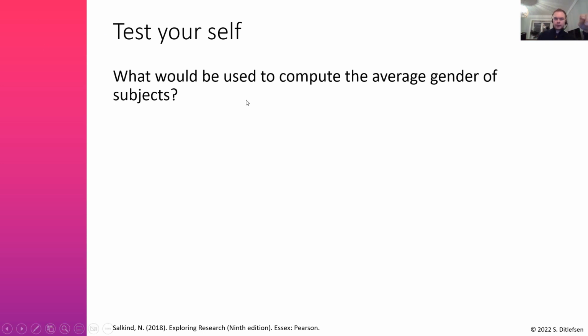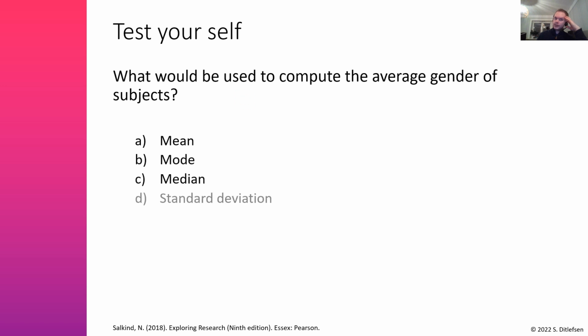What should be used to compute the average gender of subjects? Average gender. Is it mean, mode, median, or standard deviation? Okay, let's think first, what is average gender? Average gender is nominal data. This is important, it's nominal data. Average gender, nominal data, could be either male or female.